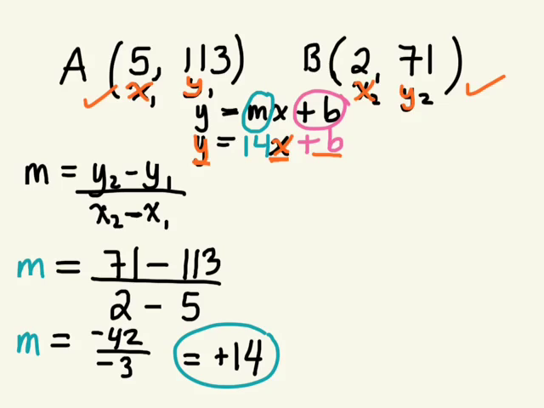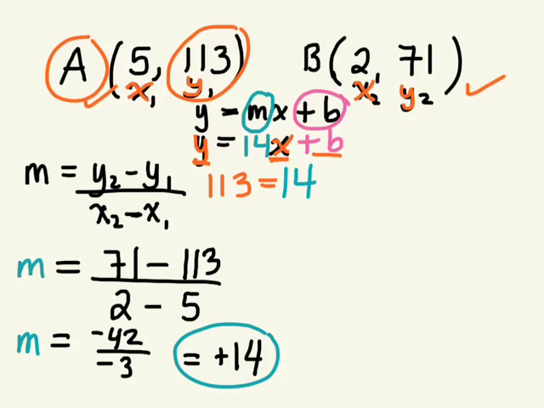So let's just use a. Okay, we'll use this coordinate. What's the y value of the coordinate? So I'm going to put 113. I'm replacing y with the value of y equals, I still have my 14. That's my slope. What does 14x mean? What operation? Multiplication. What's the x value? I'm using this coordinate here. 5. And then I have my plus b.